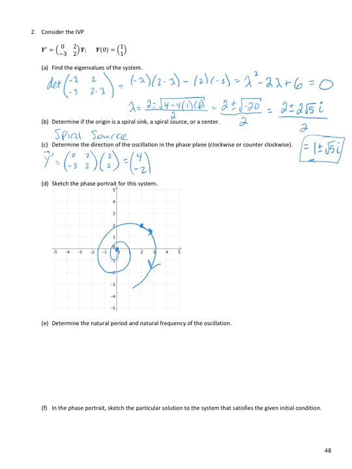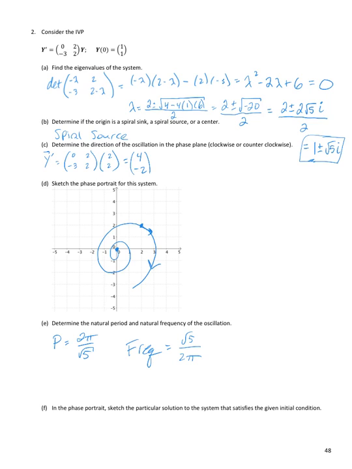The natural period and the natural frequency of the oscillation. So the period is 2 pi divided by b, and b is the coefficient, the root 5. So the period is 2 pi over root 5. And then the frequency is just the reciprocal of period, so it's root 5 over 2 pi.